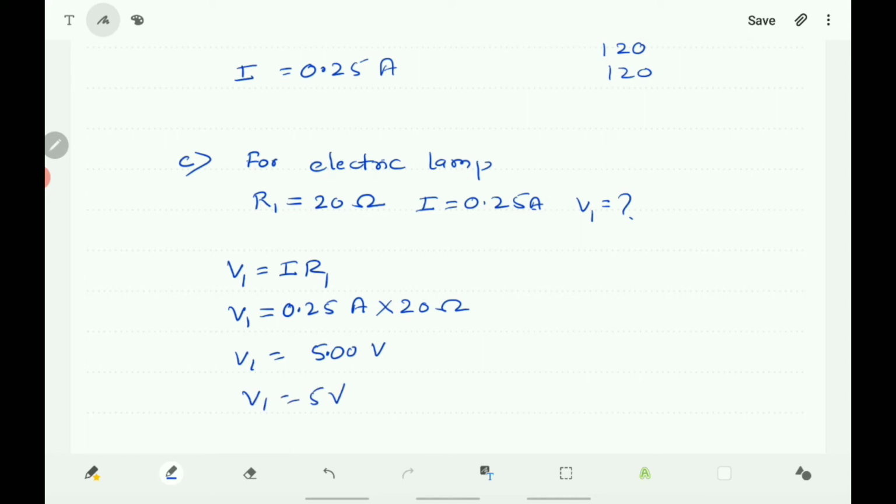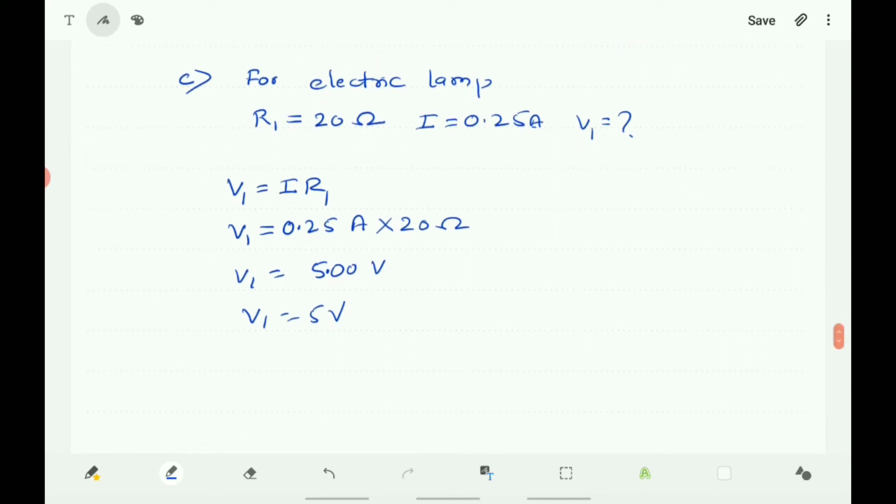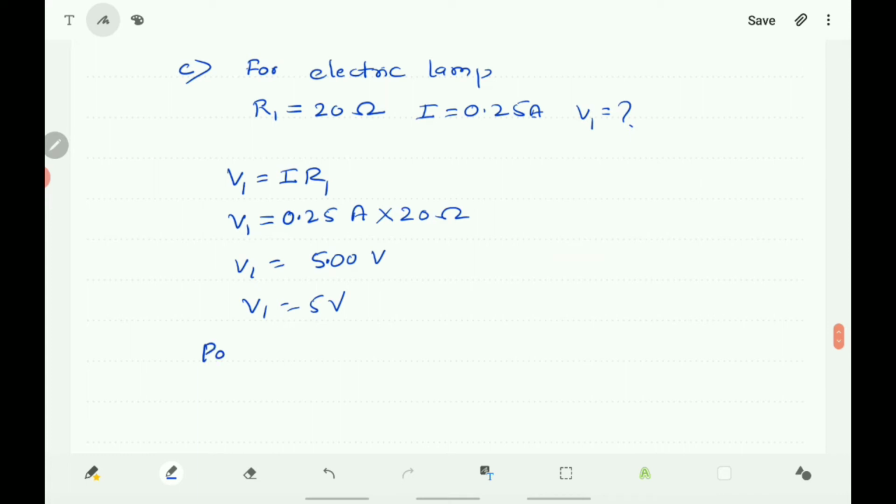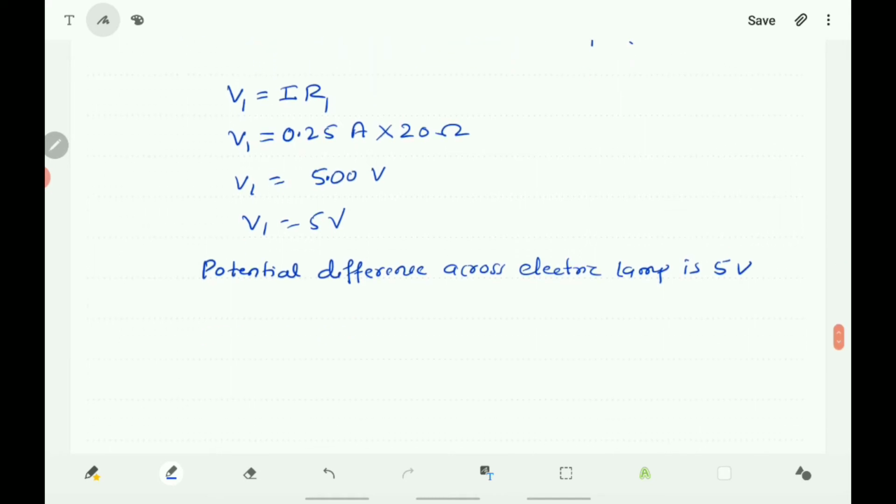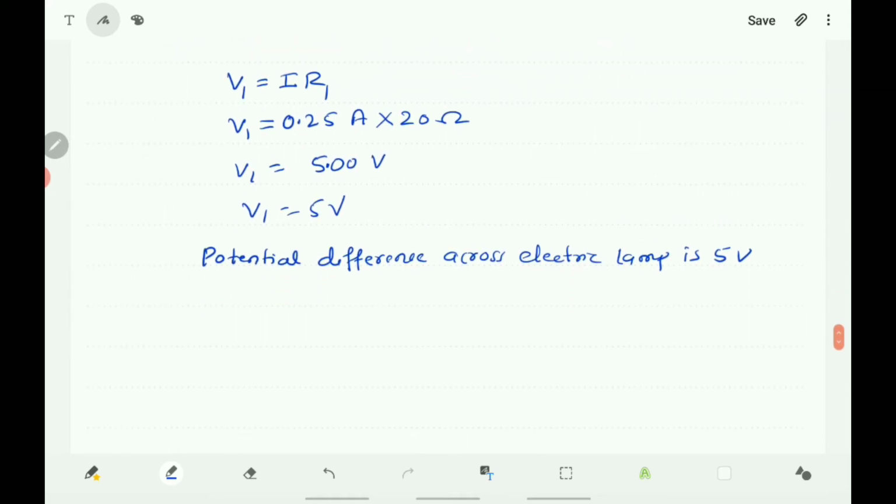Here the potential difference across the electric lamp is 5 volts. So you can write: potential difference across the lamp, electric lamp, is 5 volt. Next, for the conductor.